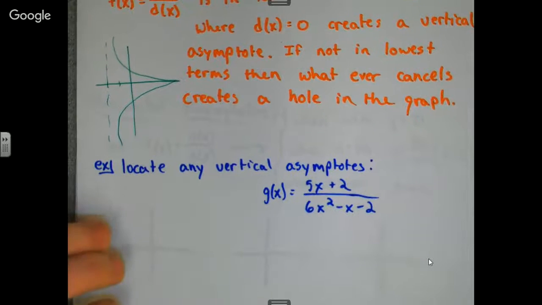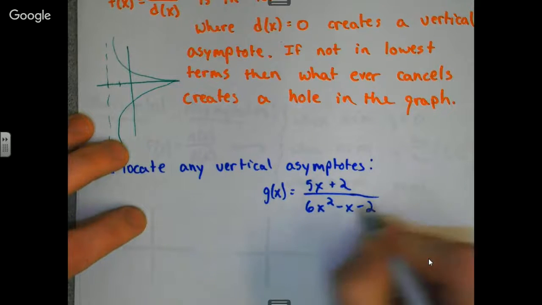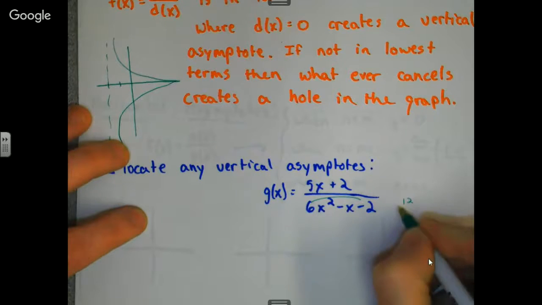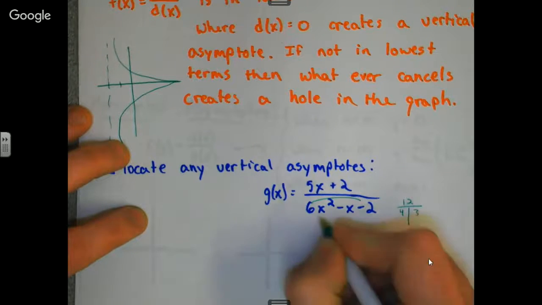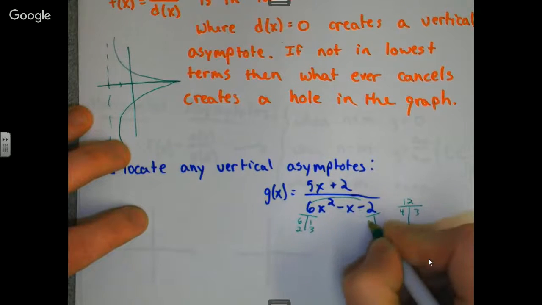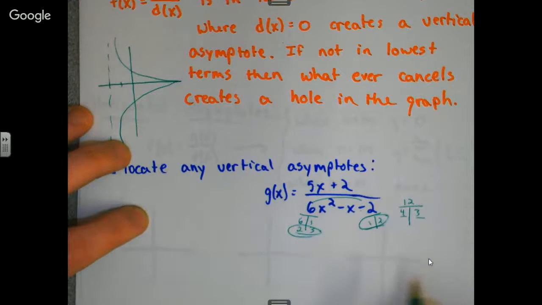So again, we're going to factor everything that I can. We need to factor this bottom. I got 6 times 2 is 12. Little rainbow method here. Factors of 12 that subtract to 1 are 4 and 3. So we'll break down 6 into 1, 2, 3, and 1, 2. I have to use 1 and 2, and then 2 and 3 to get my 4 and 3.